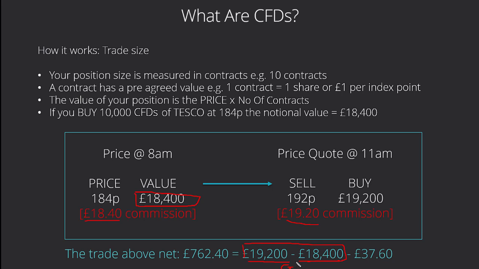And then, of course, we have to take off our little commission that we've been charged, £37.60, giving us a beautiful profit of £762.40. Now, obviously, this could have gone the other way for us. If we had bought this at 192 and sold it at 184, it would cost us £762. So while we've included an example here that is profitable, of course, these things can go against you, so be warned.